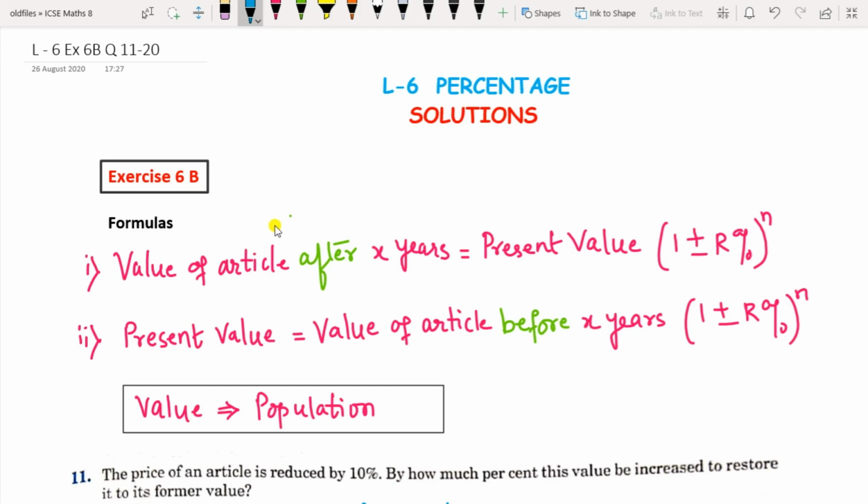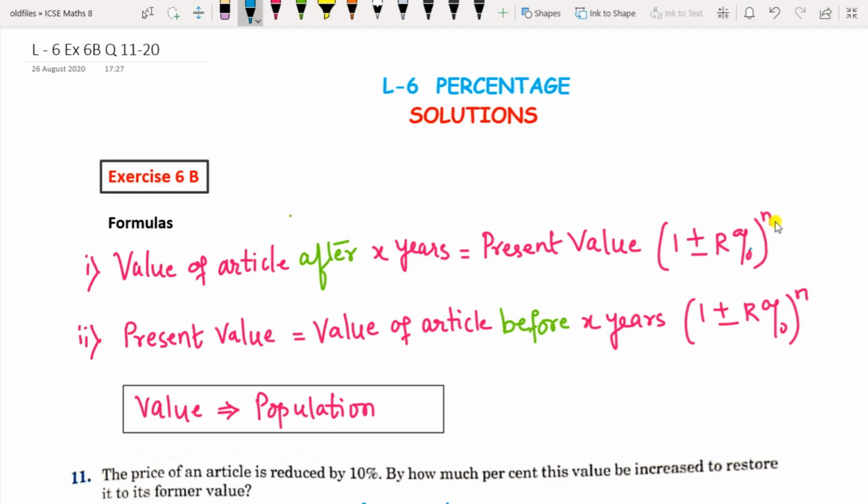In a few of the questions below, we are going to use these formulas. The first one is: value of article after x years equals present value multiplied by (1 plus or minus r percentage) raised to n. Here you have to find the value of the article after x years, and the present value is given. There are actually two formulas: if the value is increasing you write plus, and if the value is decreasing or depreciating then you write minus. Here r percentage is the rate of decrease or increase, and n or x is the number of years asked.